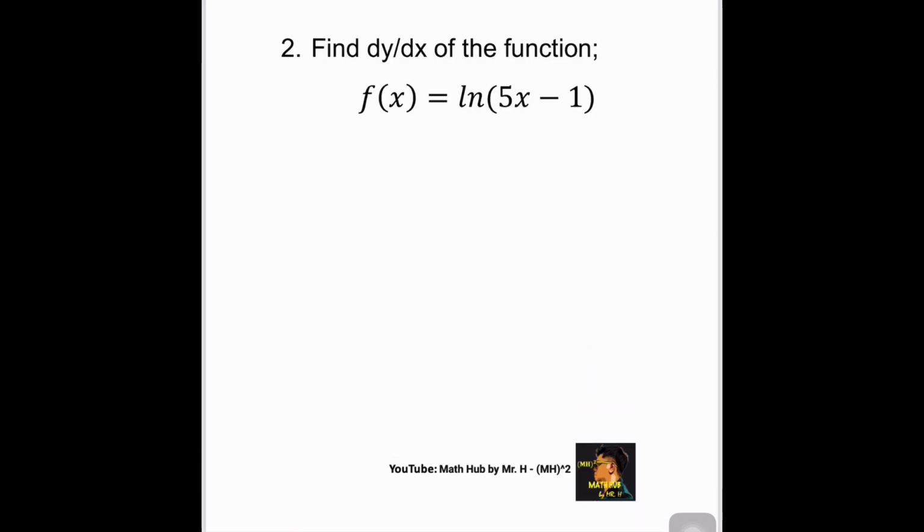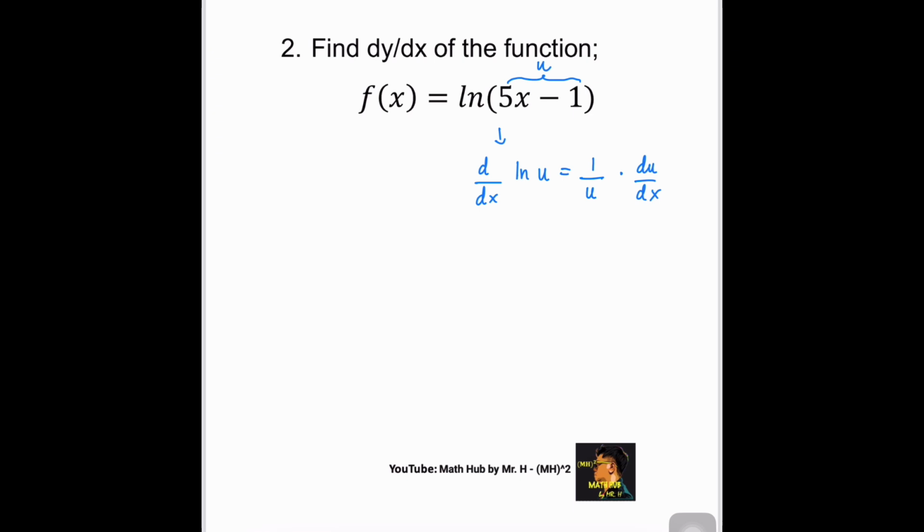Find the derivative of the function f of x is equal to natural log of 5x minus 1. All right, so for this given function, we recall that finding the derivative of ln of u will be equal to 1 over u times du over dx. So basically here, the 5x minus 1 represents u.